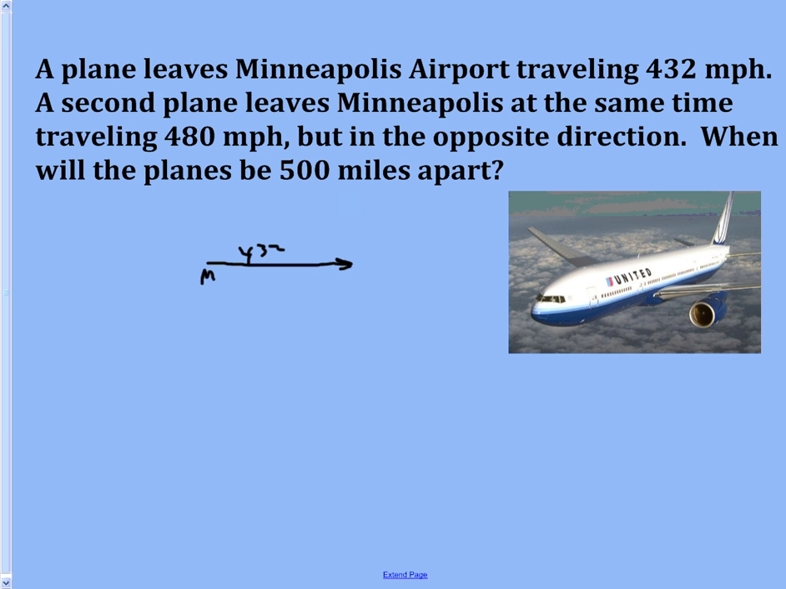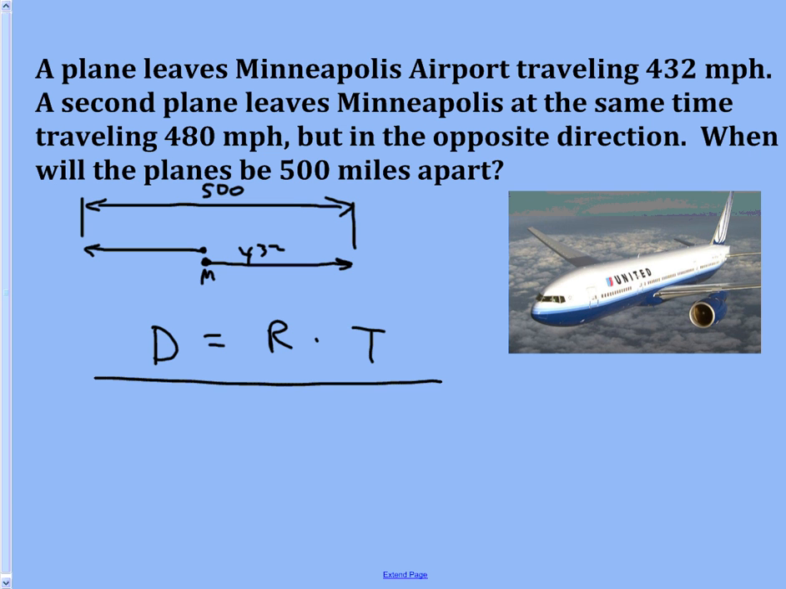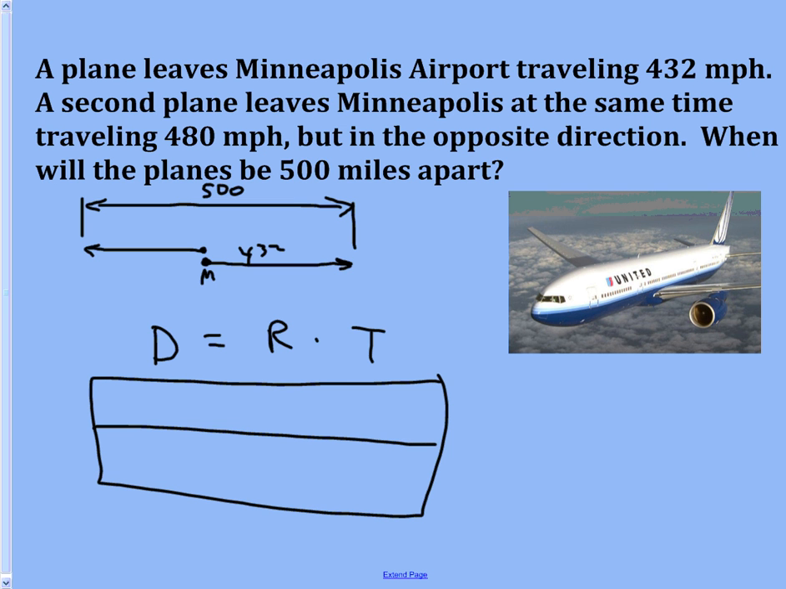And then I got another plane leaving Minneapolis also at the same time, but in the opposite direction. Aha. So my other little arrow goes like this. When will the planes be 500 miles apart? Oh, so from here to here is how far? 500. All right, so there's my little picture of what's going on. Just helps keep my brain organized. And now I have D equals R times T. And I make my little box just like this.